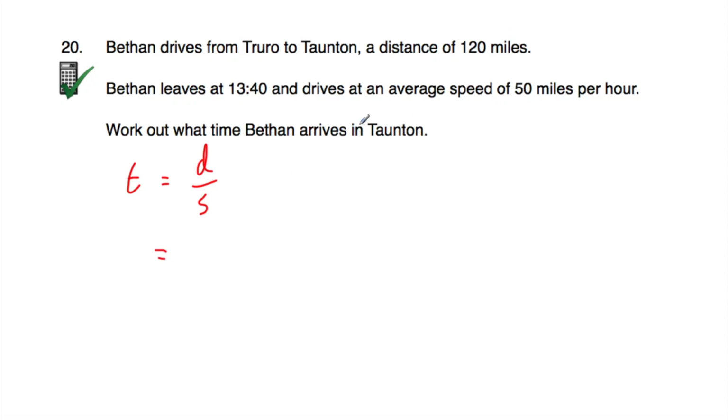So the distance is 120 miles and she's driving at 50 miles per hour. And if we do 120 divided by 50, that's equal to 2.4. So it should take Bethan 2.4 hours to get from Truro to Taunton.